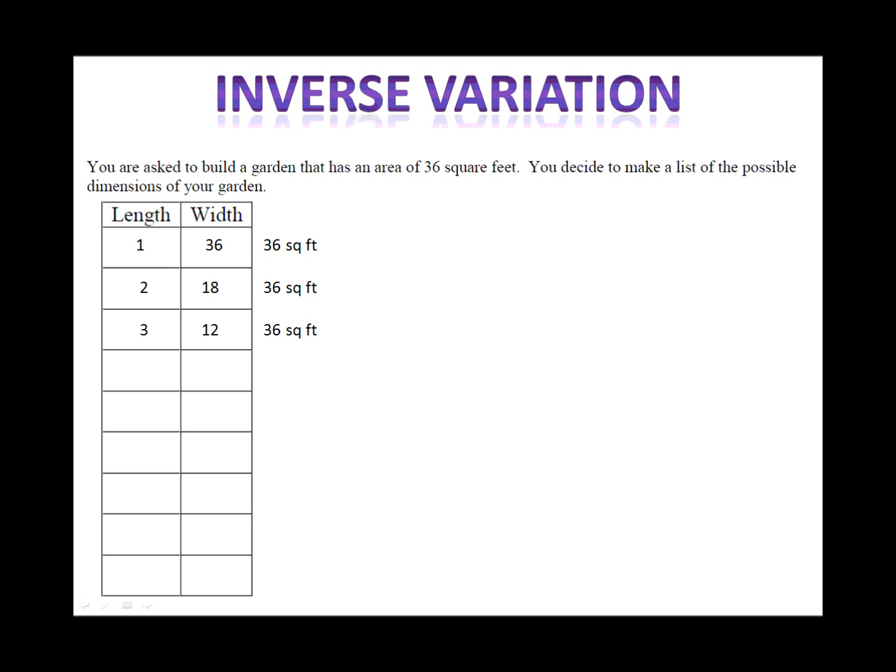We could increase the length again and make it 3. Notice that when we do that, the width becomes smaller. The width is now 12. If we make our length 4, our width again gets smaller, down to simply 9. And that continues along. 6 and 6, 9 and 4, 12 and 3, 18 and 2, and 36 and 1. Notice that whenever the length gets bigger, the width gets smaller.